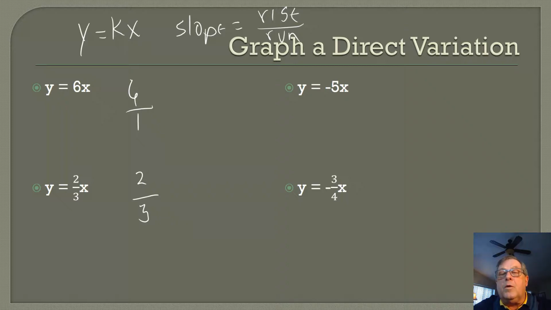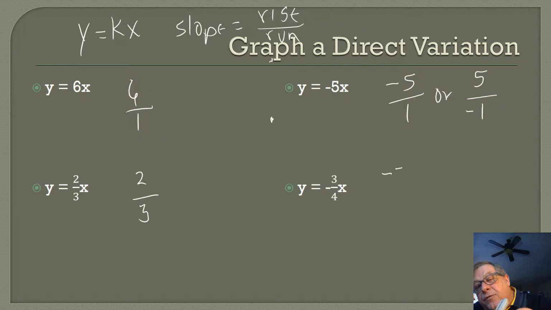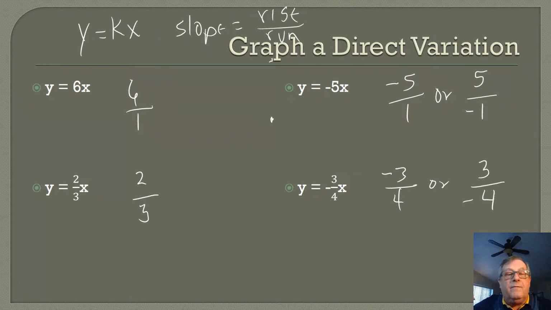And then here on the third one, we've got y equals negative 5x. And again, my ratio is negative 5 over 1, or it could be 5 over negative 1. Both of those would give us negative 5. And then the last one, we got y equals negative 3/4 x. And again, we got a couple of choices. We can have a rise of negative 3 over a run of positive 4, or we can have a rise of positive 3 over a run of negative 4. And we'll get a little bit better sense of that as we put these on the graph.